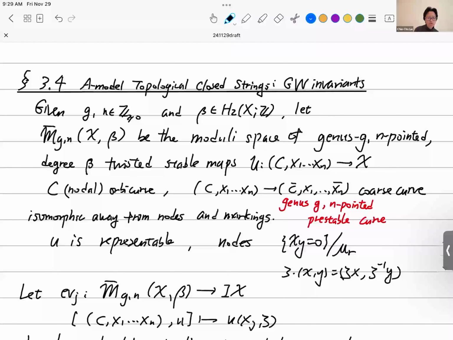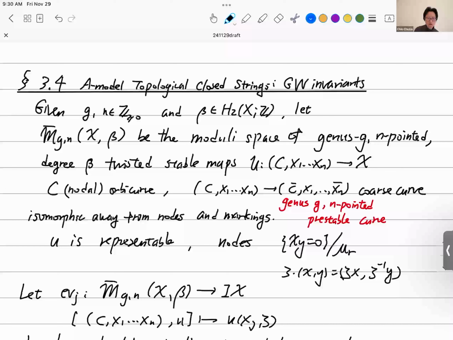So again, we want to fix some non-negative integers g and n. g will be the genus, n will be the number of marked points. And we fix some effective curve class beta in, say, the orbifold X. So this M bar g,n(X, beta) is the moduli space of genus g, n-pointed, degree beta twisted stable maps. So what do we mean by twisted stable map?